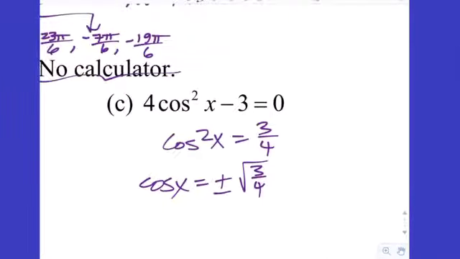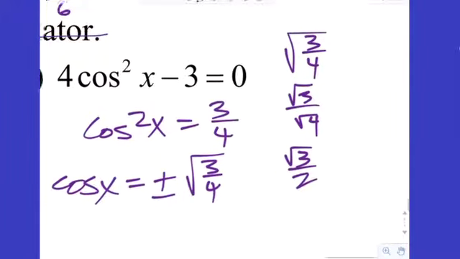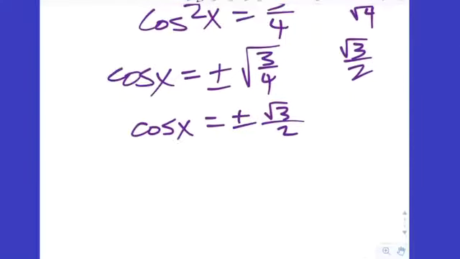Okay, without a calculator, let's go off to the side and do some bench work. The square root of 3/4 is the square root of 3 over the square root of 4, which is the square root of 3 over 2. Hey, we remember that. That's a unit circle ratio. And again, because it's plus or minus, we want all of them as we rotate around. And the reference angle is for cosine?